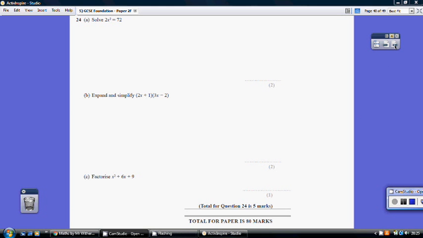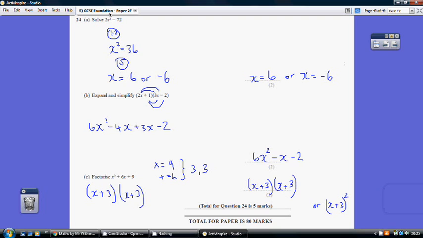Now, question 24. So for part A, you just got to make sure you do this in the right order. So we start off by dividing by 2. So we're left with x squared equaling 36. Now just be careful now when you square root 36. This gives us two possible solutions, plus 6 or minus 6, because minus 6 times minus 6 is 36, as well as 6 times 6 being 36. So you do need to pick up both solutions here.